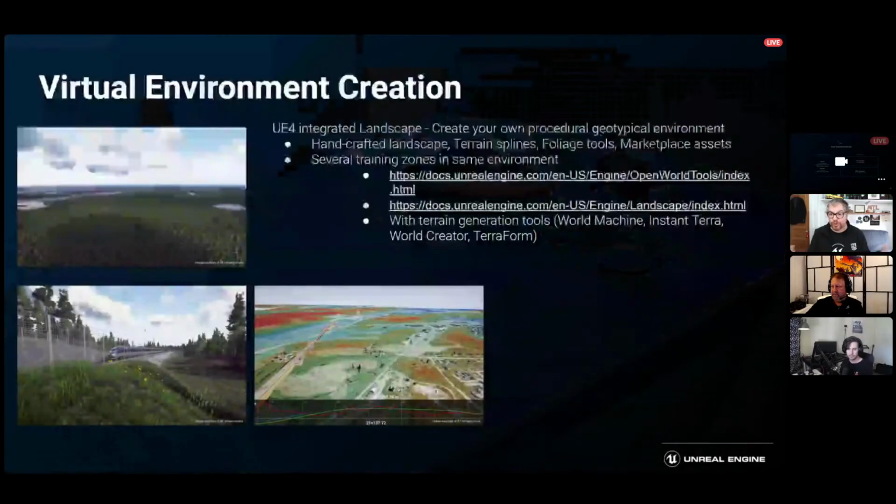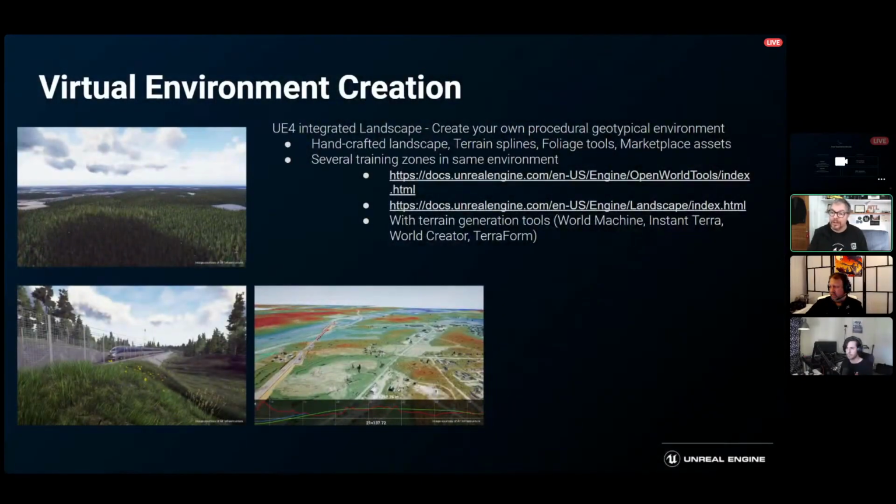When it comes to the geographic data set that you want to integrate into your application, there are already a ton of tools within Unreal, with the landscape capabilities, the foliage tools, and all the marketplace assets that already exist and allow you to already build games, and all this content that we call geotypical. Geotypical environments are environments that look like the real environment, but are not actually the real environment.